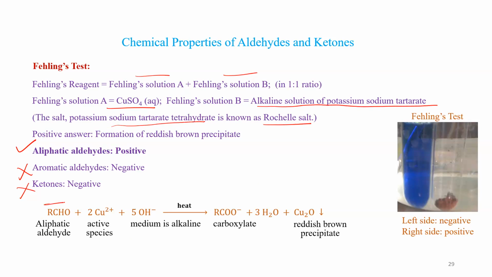So if I react an aliphatic aldehyde with Fehling's reagent, the active species is copper 2 plus. The medium is alkaline. So copper 2 plus will oxidize aldehyde to carboxylate, and copper 2 plus will get reduced to copper 1 oxide or cuprous oxide. This cuprous oxide is insoluble in water. It occurs as a reddish brown precipitate. Since copper 2 plus gets consumed over here, the blue color of the solution is discharged. It fades or disappears. And there is formation of a reddish brown precipitate of cuprous oxide.